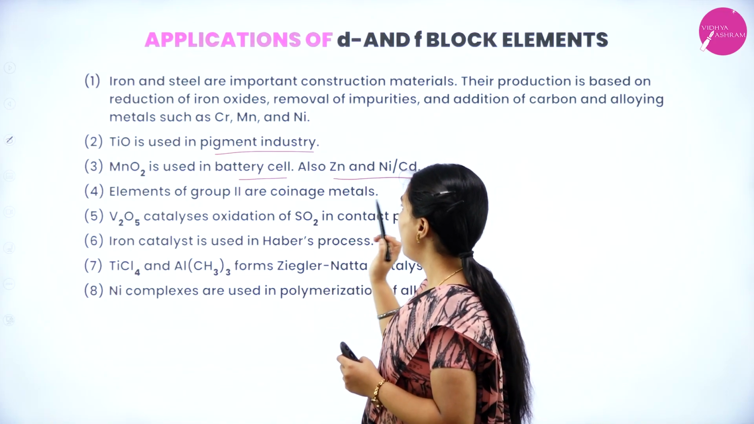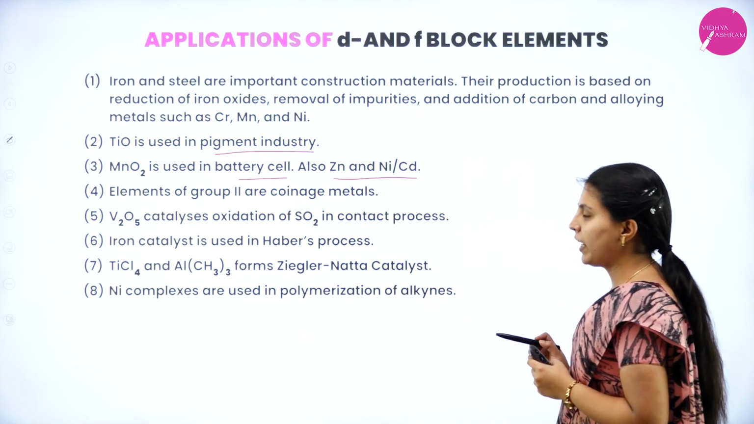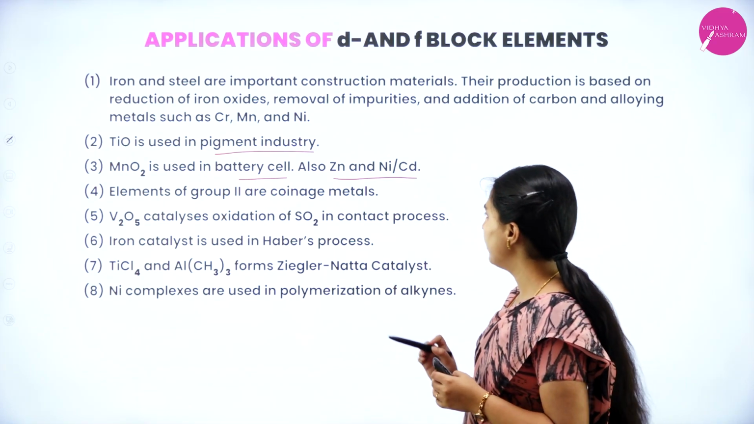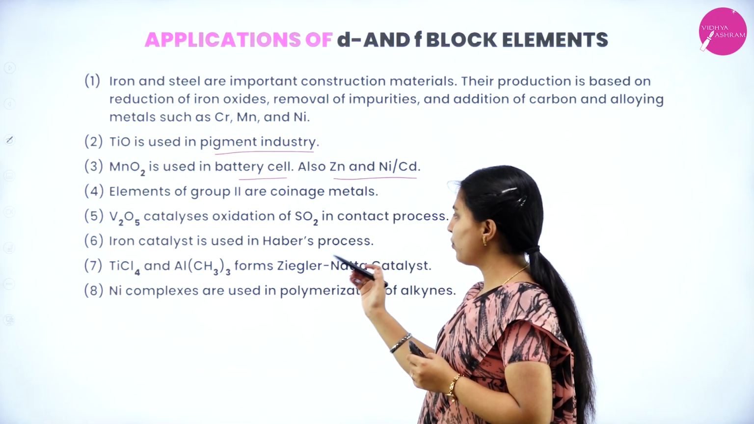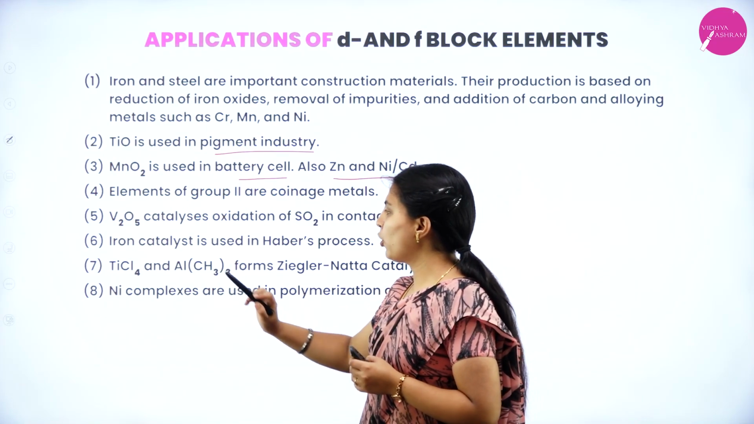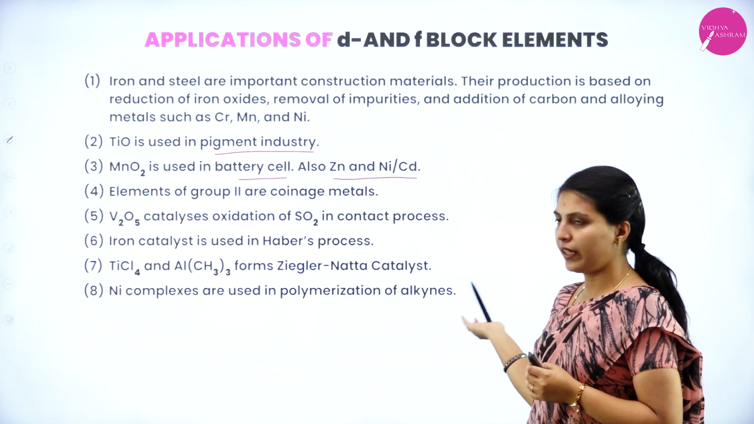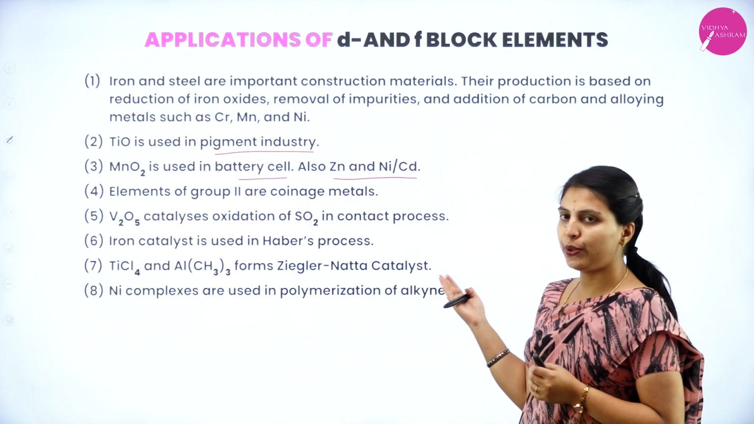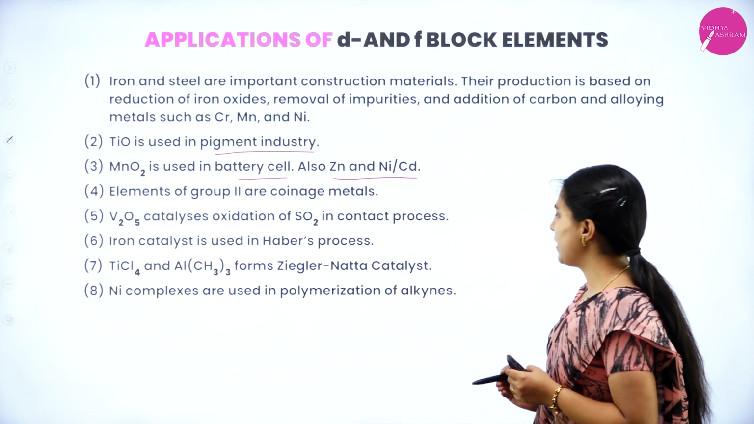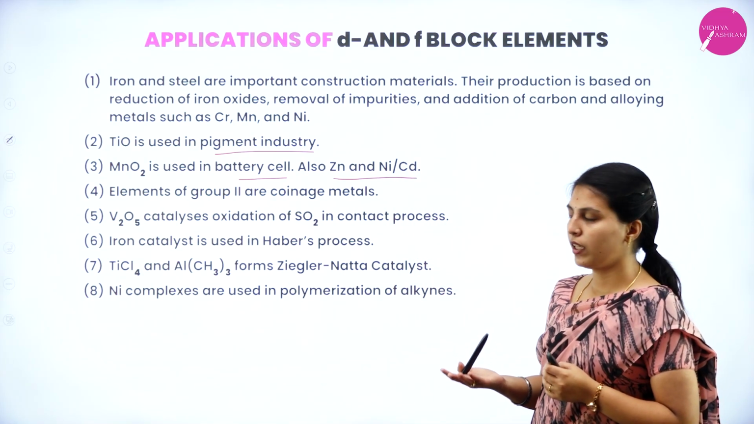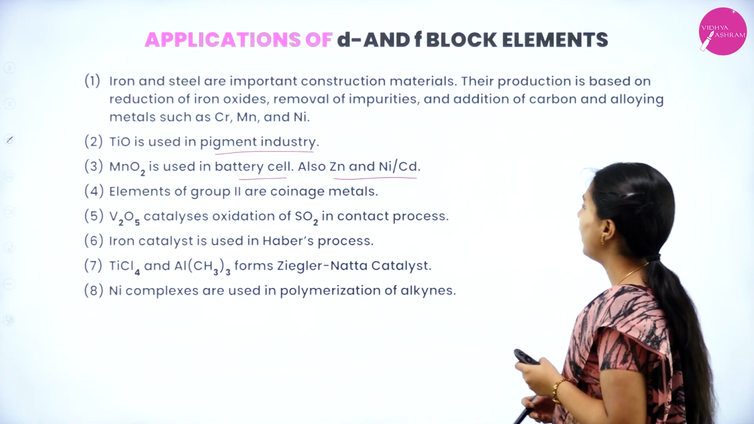Elements of group 11 are coinage metals. Vanadium pentoxide catalyzes the oxidation of sulfur dioxide in the contact process. Iron catalyst is used in Haber's process. Titanium chloride and aluminium chloride form the Ziegler-Natta catalyst. Usually they show catalytic property, as we know. Nickel complexes are used in polymerization of alkynes. These are the major applications of d and f block elements.